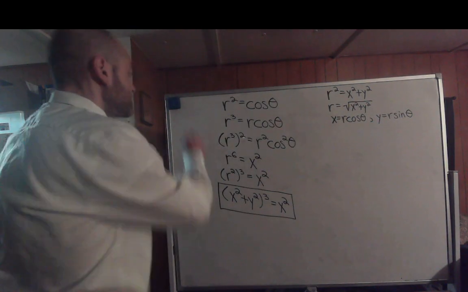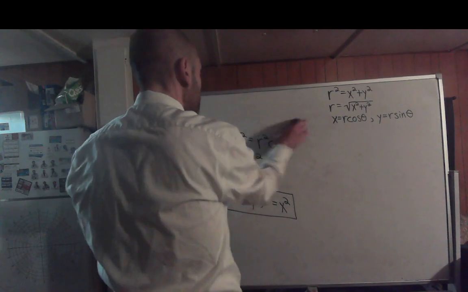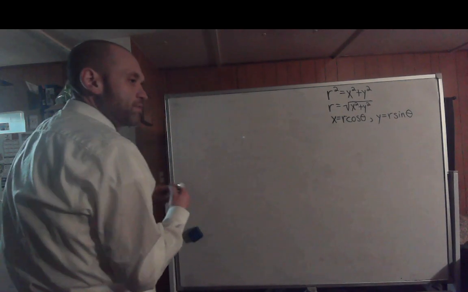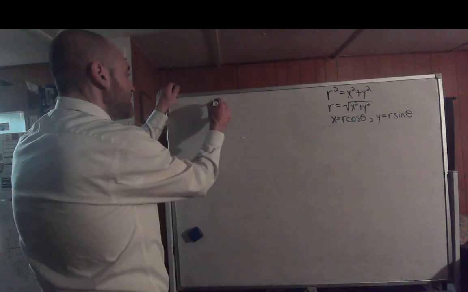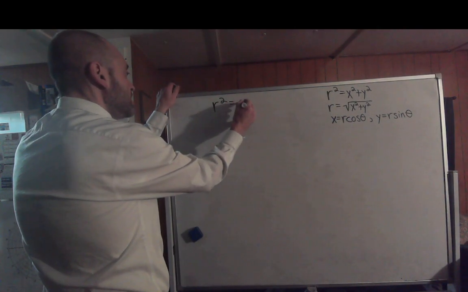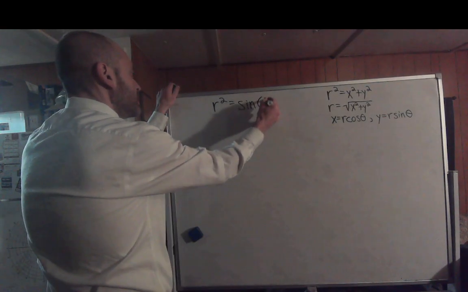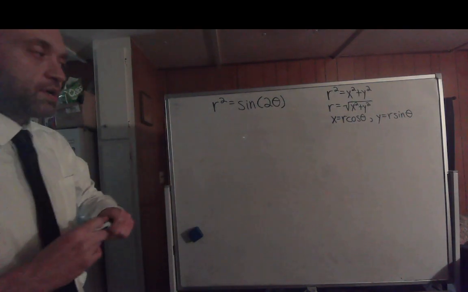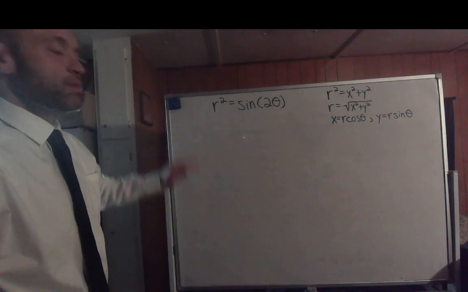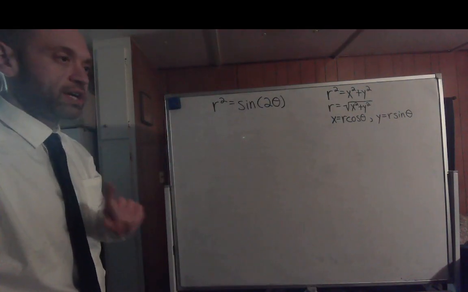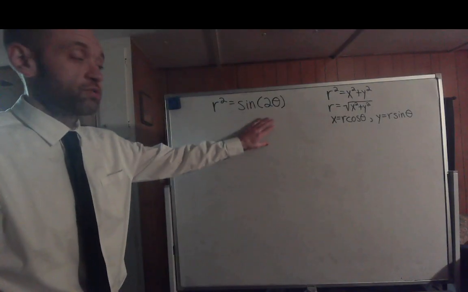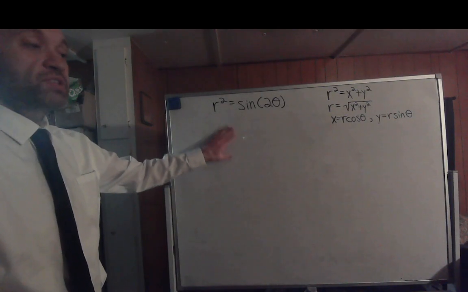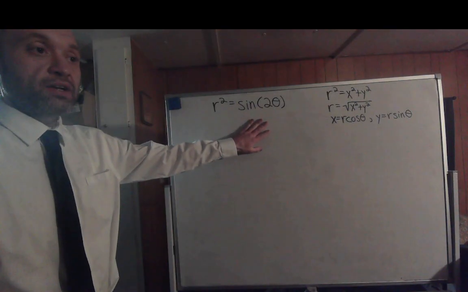Alright, let's do another similar one. It might actually be just a little bit different. So we're going to have r squared equals the sine of 2 theta. So this is a bit different than the last one we did, but it's the same in the regard that you have r squared equal to a trig function. Well, let's just ignore the r squared for a second. Let's focus on sine of 2 theta.